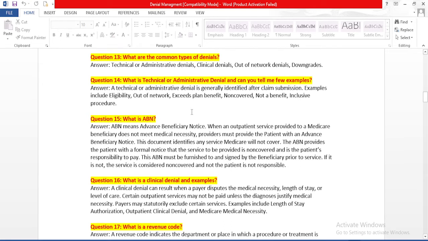Next question. What is technical or administrative denial and can you tell me few examples? Answer. A technical or administrative denial is generally identified after claim submission. Examples include eligibility, out of network, exceeds plan benefit, non-cover, not a benefit, inclusive procedure. So whenever we have all these categories, we will consider it as a technical or administrative denial.